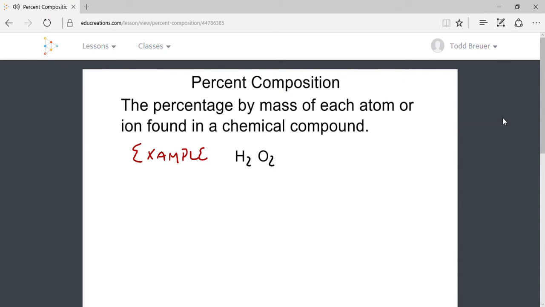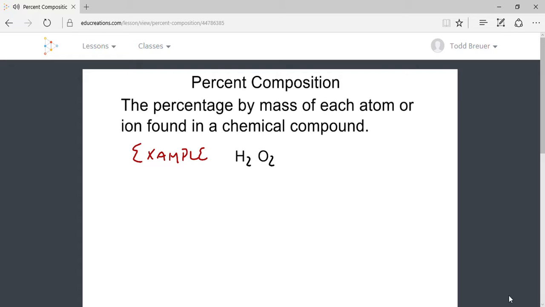In this lesson, we'll be taking a quick look at how to calculate percent composition for a compound. The percent composition is described as the percentage by mass of each atom or ion that makes up a chemical compound. The compound known as hydrogen peroxide has a formula of H2O2.